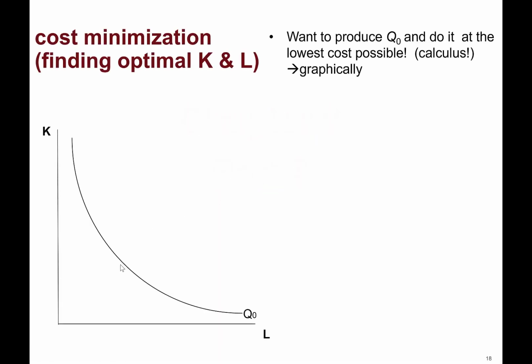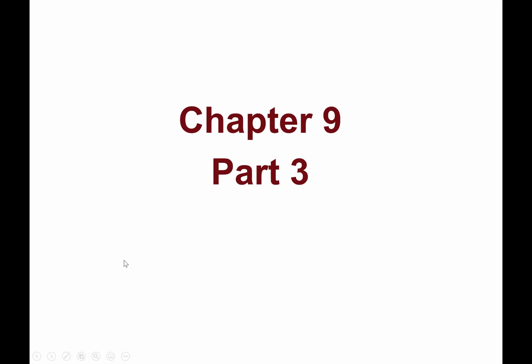Hello everyone, this is chapter 9 part 3. In this part we are going to put together isoquants and isocosts to find the profit maximizing input combinations.